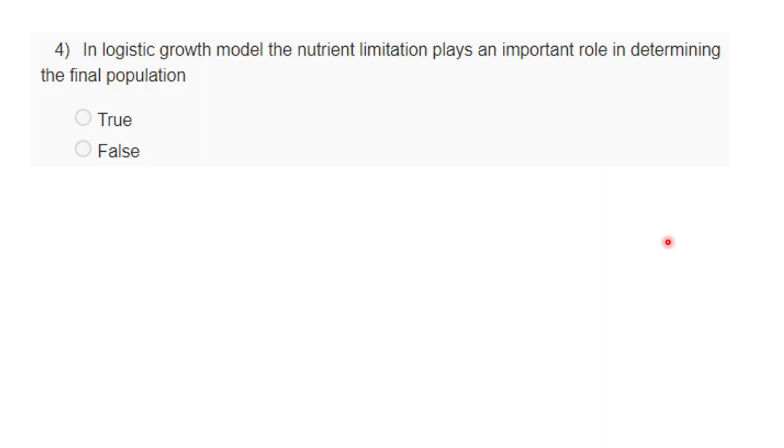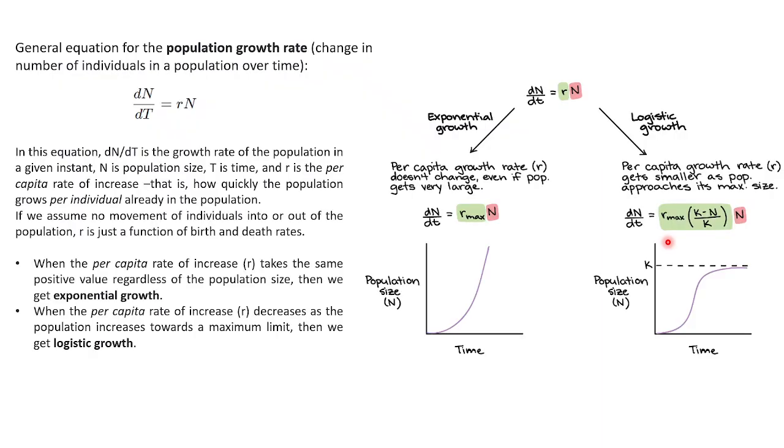So would anybody like to take it? Okay. Yes, you are right. The answer is true. So we'll talk a little bit about exponential and logistic growth models and how these are different. The general equation for the population growth rate, that is the change in the number of individuals in a population over time, will be dN/dt = rN.